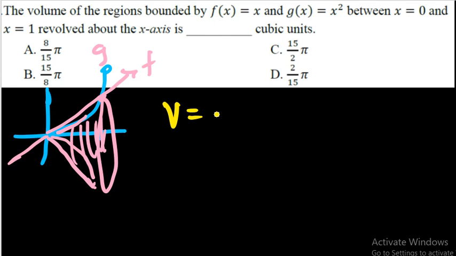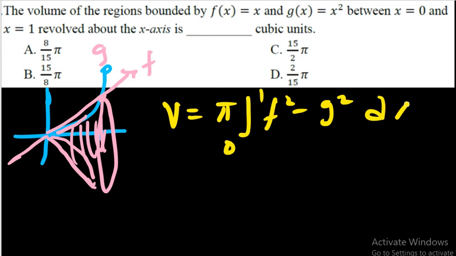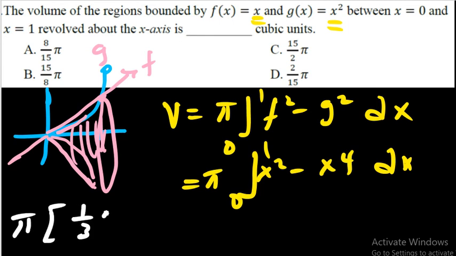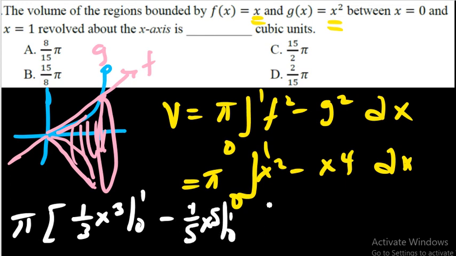The volume is equal to pi times the integral from 0 to 1 of f squared minus g squared dx. f of x is x, and g of x is x squared. When you square them, pi stays outside, the square of x is x squared, minus x to the power of 4, from 0 to 1, dx. And then when you integrate, pi is still outside, it's going to be 1/3 x cubed from 0 to 1 minus 1/5 x to the power of 5 from 0 to 1. You can integrate in this pattern.